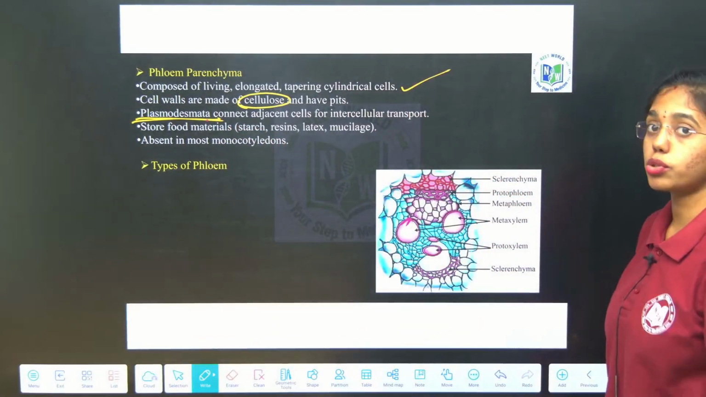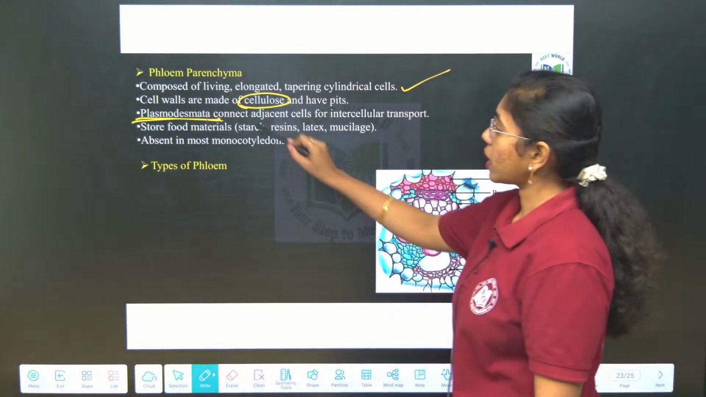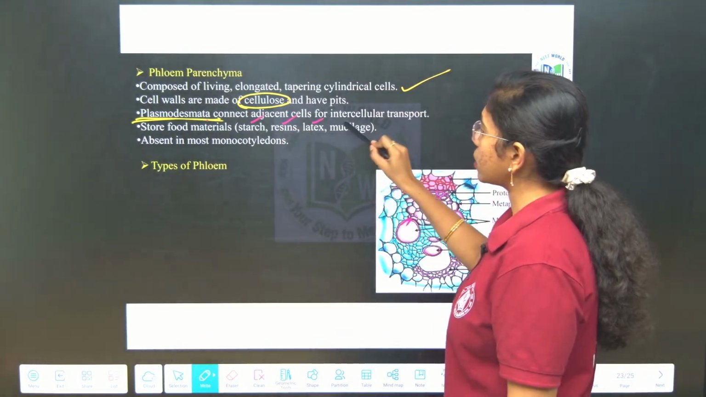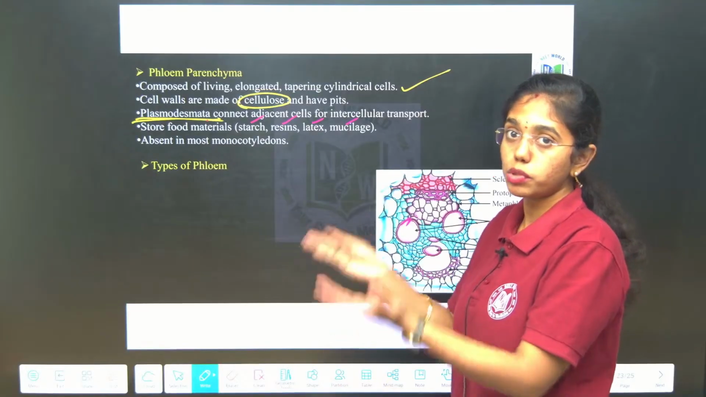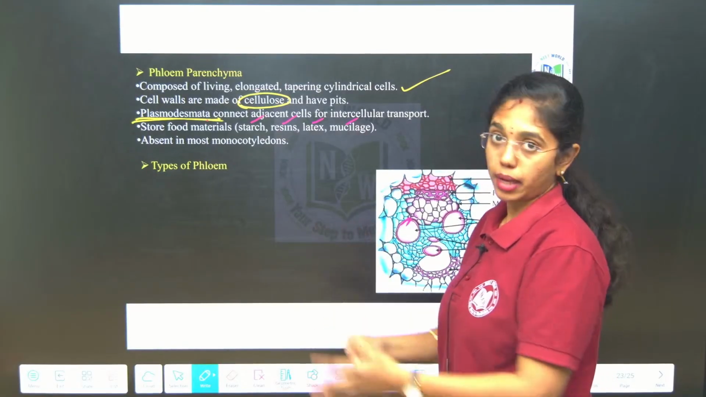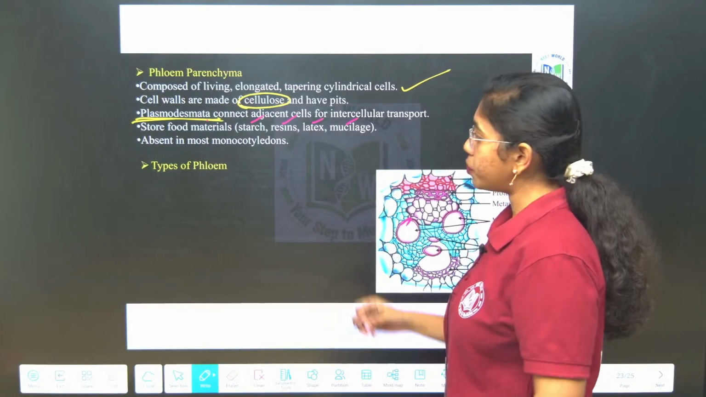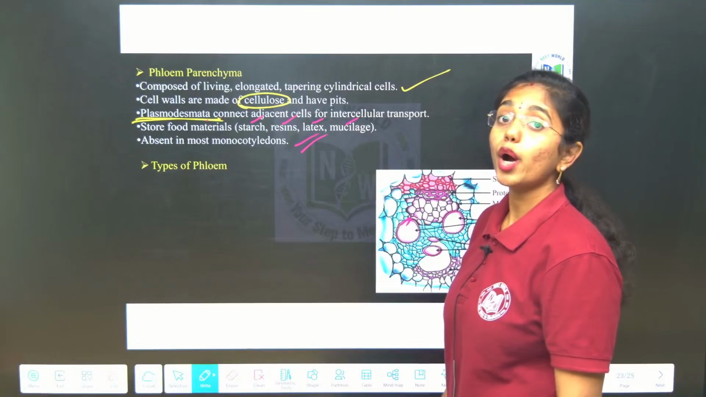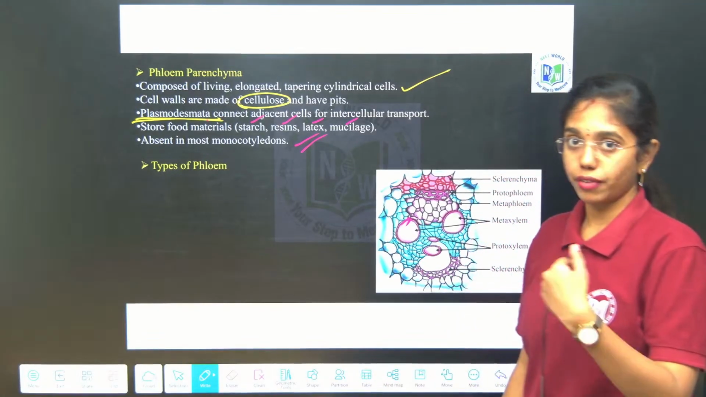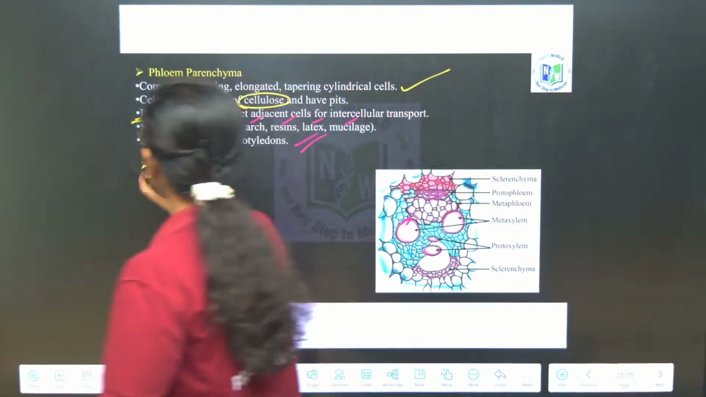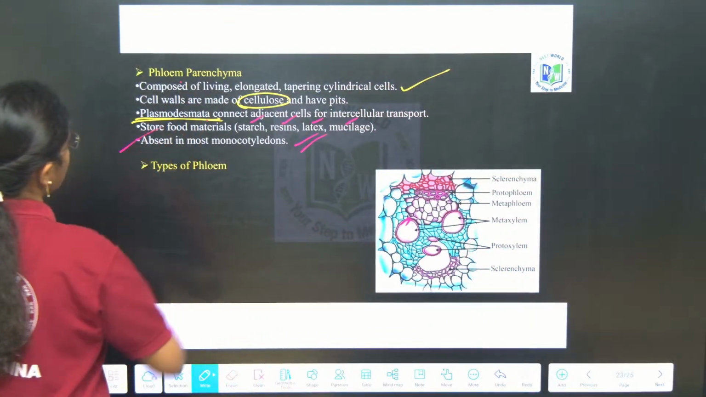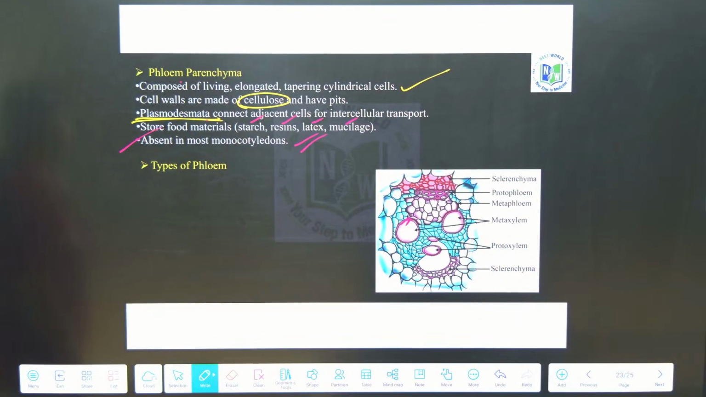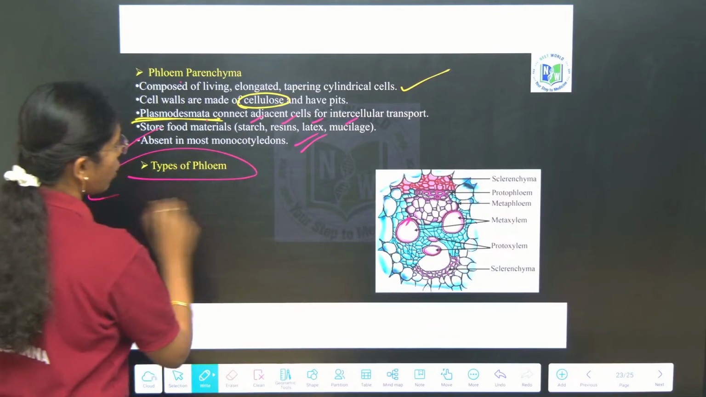Food materials stored in phloem parenchyma are starch, resins, latex and mucilage. Phloem parenchyma is absent in most of the monocotyledonous class of angiosperms. In which class is phloem parenchyma absent? Monocotyledonous class.